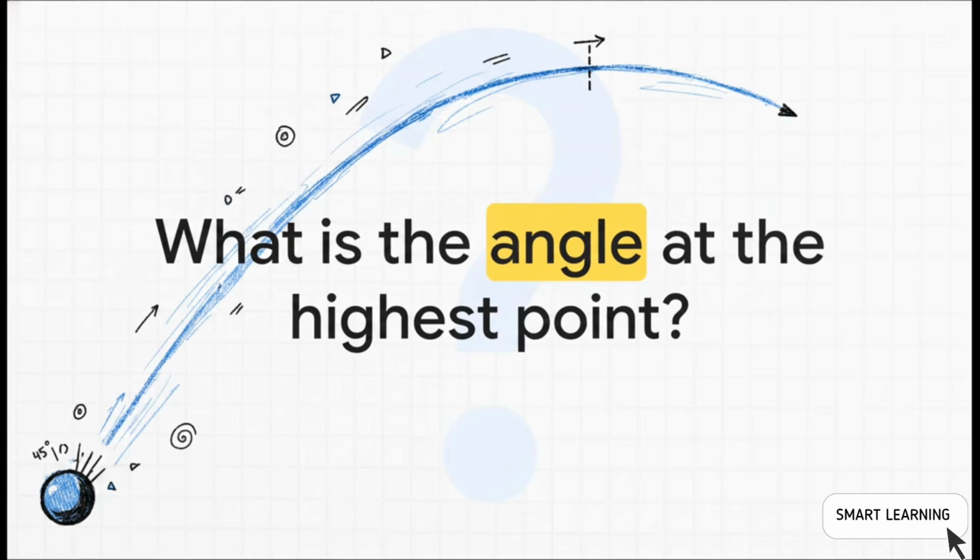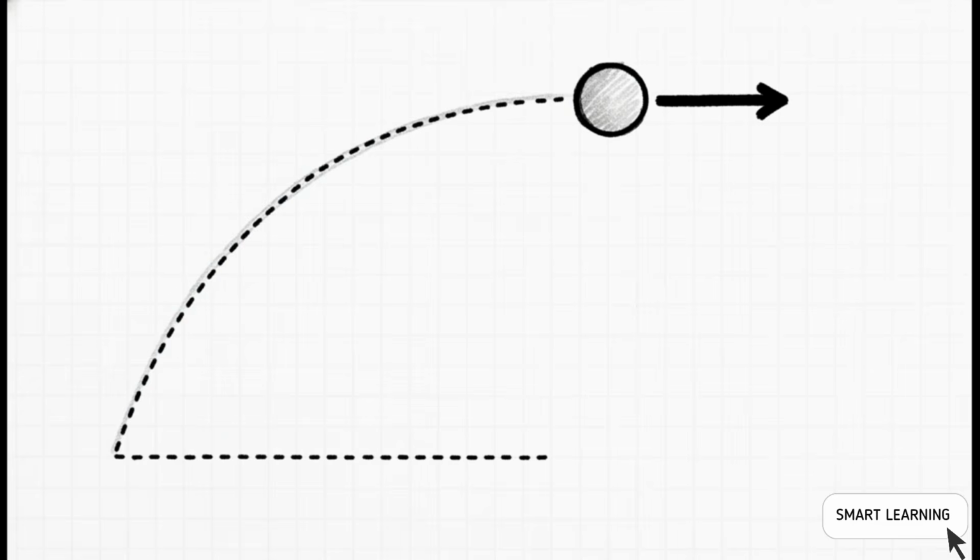Okay, here's our first question. A projectile is launched at an angle of 45 degrees. Neglecting air resistance, the angle between its velocity and the horizontal at the highest point is A. 0 degrees, B. 45 degrees, C. 90 degrees, or D. 135 degrees. Take a few seconds to lock in your answer. And the correct answer is A, 0 degrees.